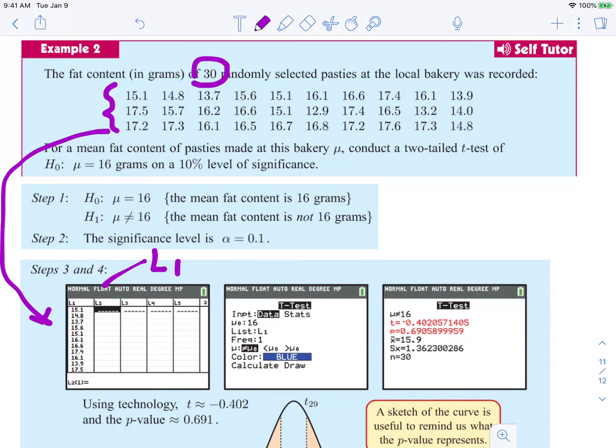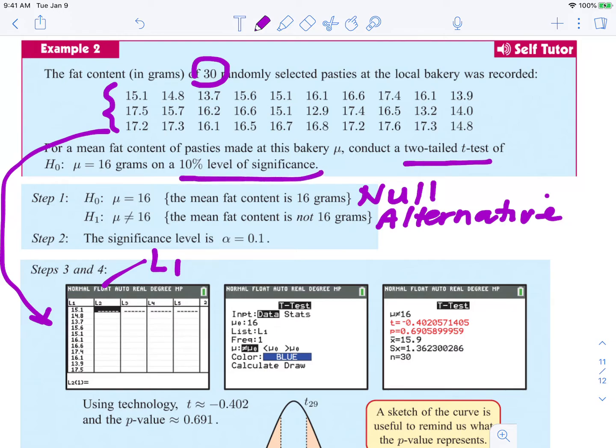So the null hypothesis is that the mean is equal to 16. The alternative is that the mean, or the average, is not equal to 16. And we're going to be creating a two-tailed test with a significance level of 10%.